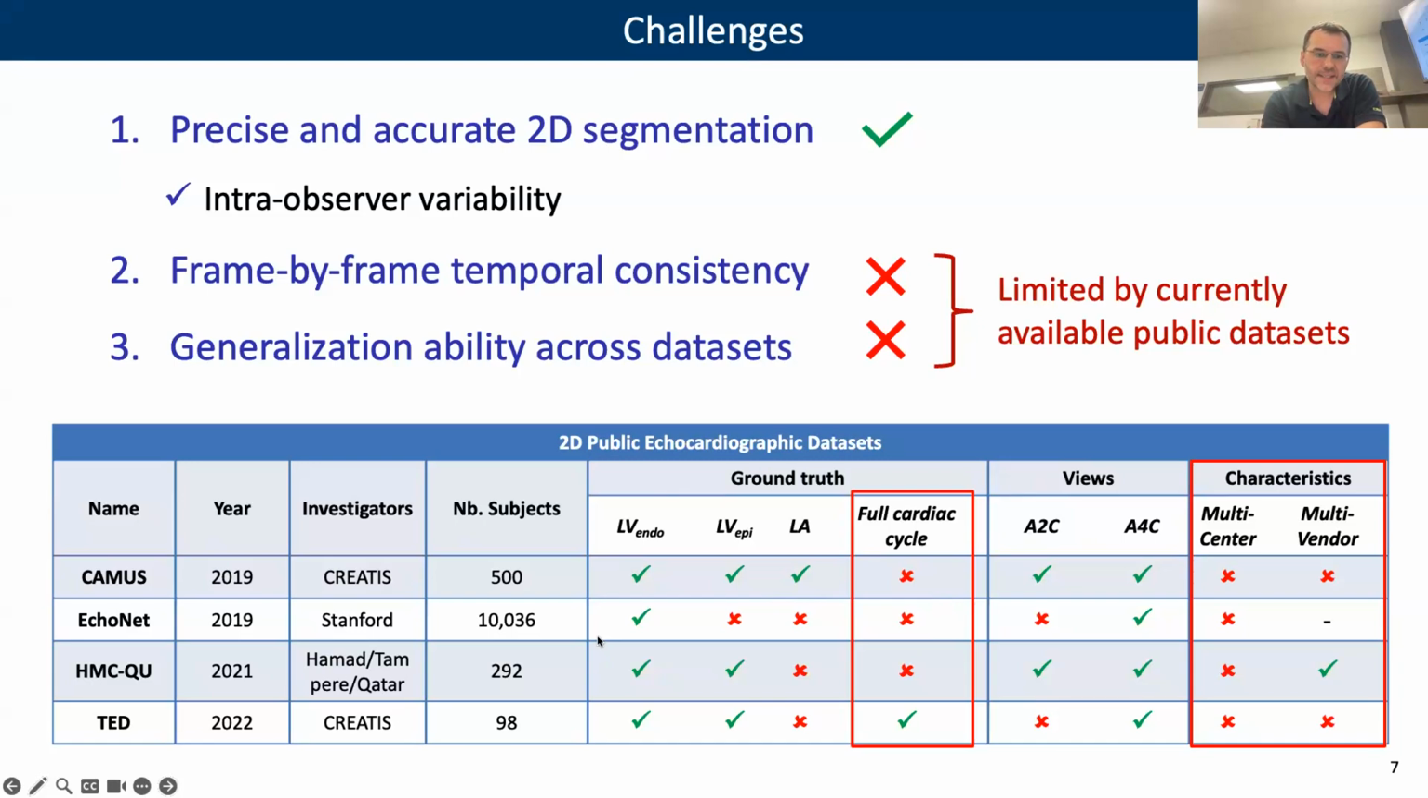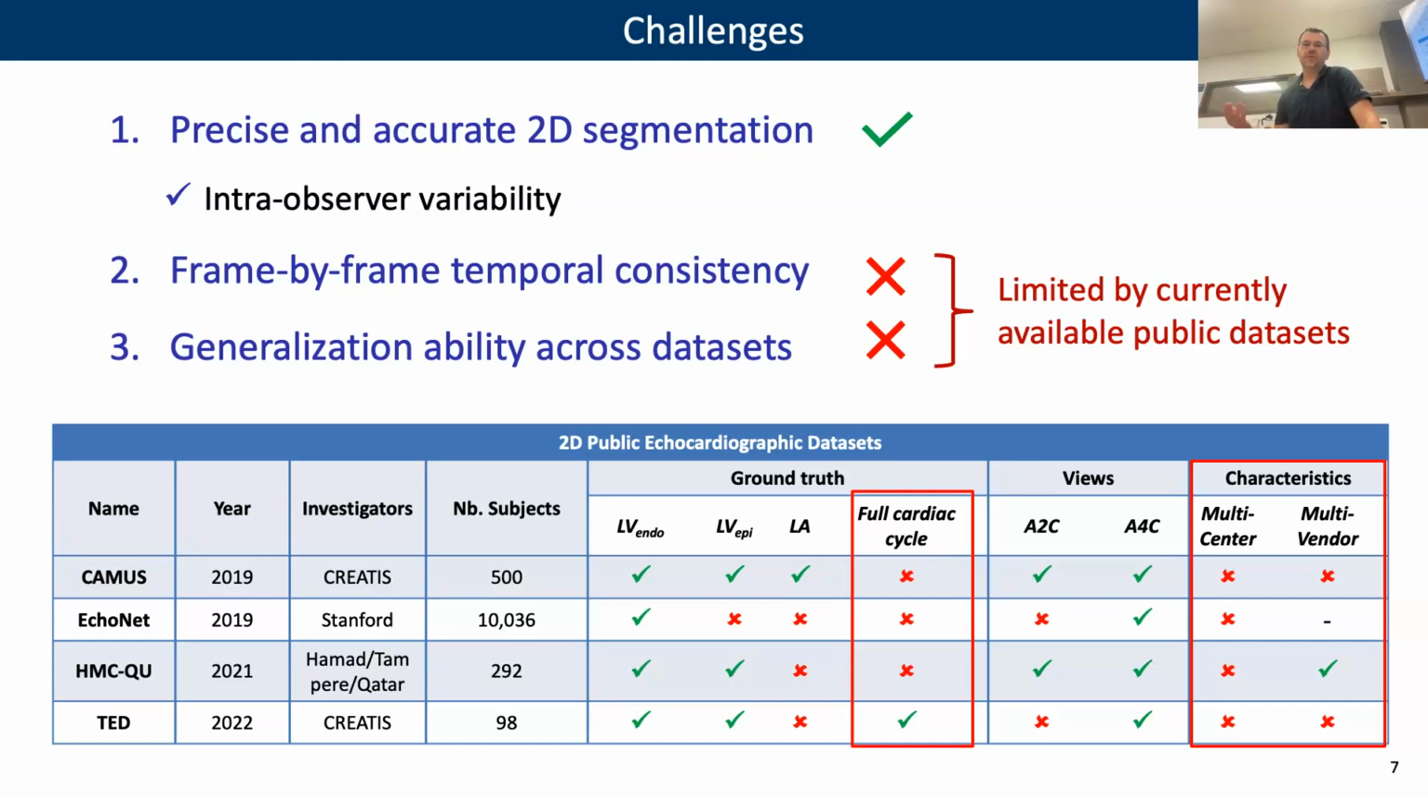What we can say also is that, since there are good datasets with nice annotation, it has been shown, and we have shown, that we are able to have precise and accurate 2D segmentation on key instants of the cardiac cycle, not on the full cardiac cycle, with results that are comparable to the intra-observer variability, which is very difficult to obtain in echocardiography, at least.